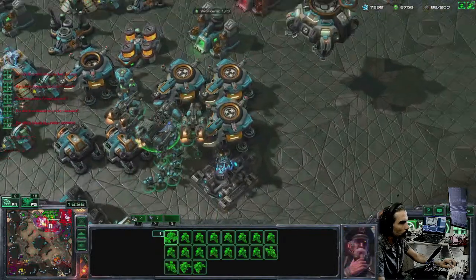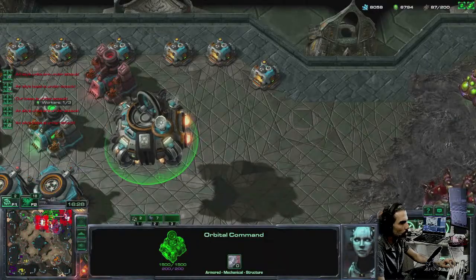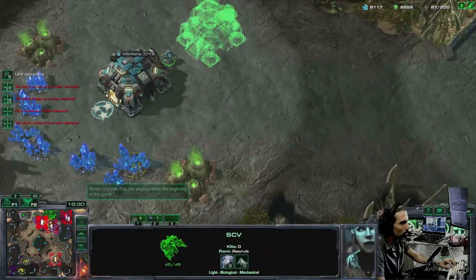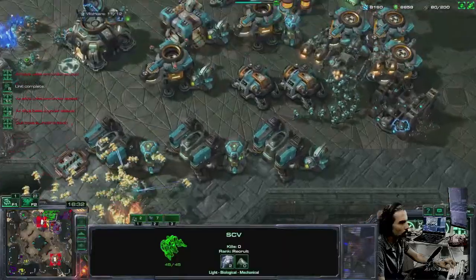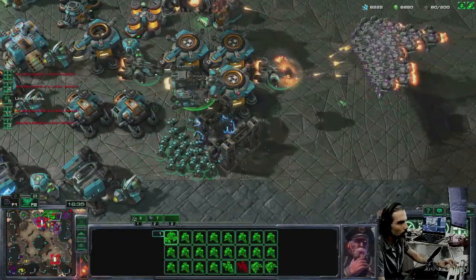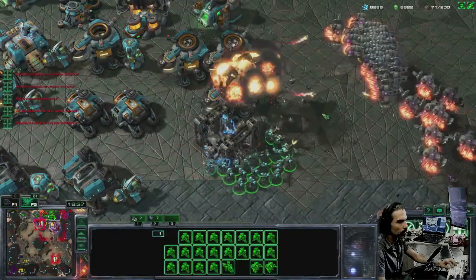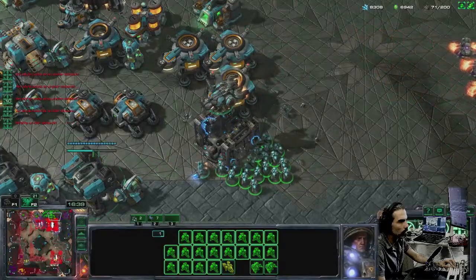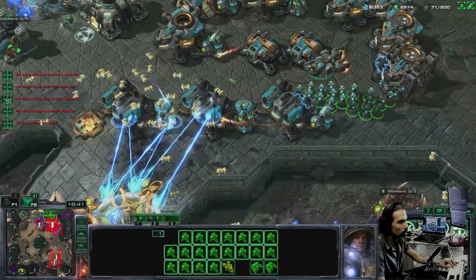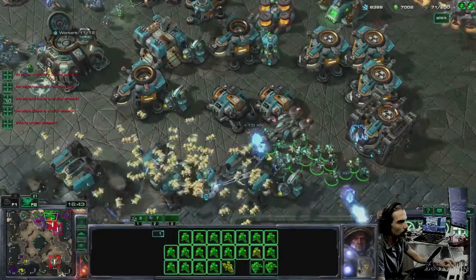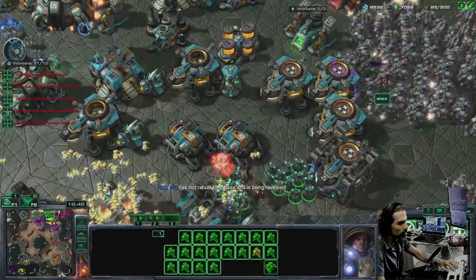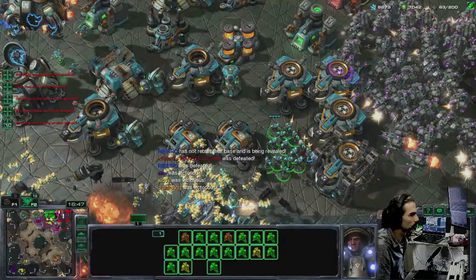Base is under attack. Our allies are being attacked. Our allies' base is under attack. I'm in deep. Our allies' base is under attack. Our allies are being attacked. Base is under attack.